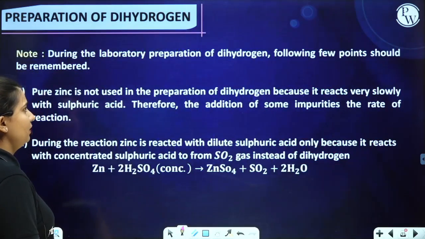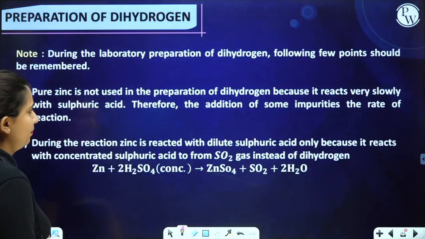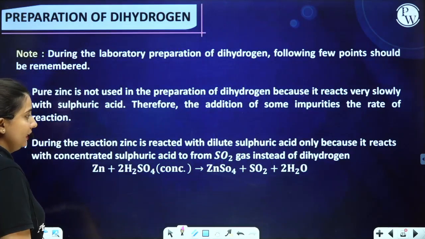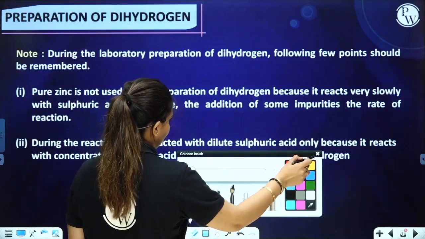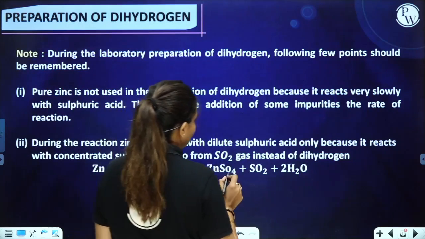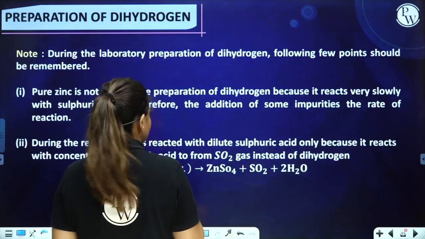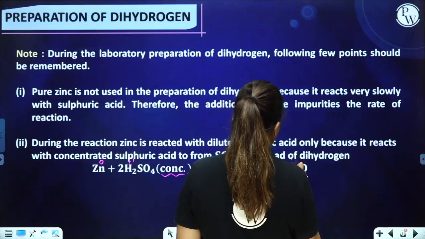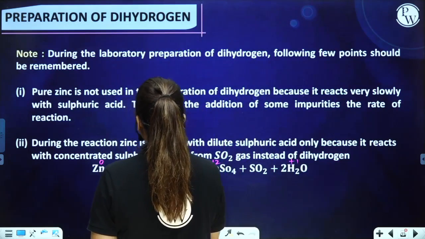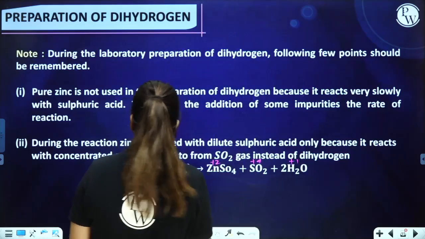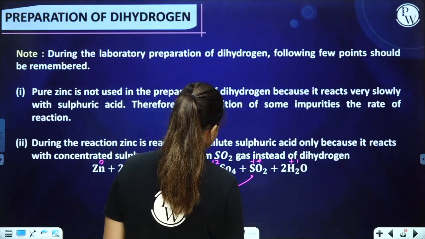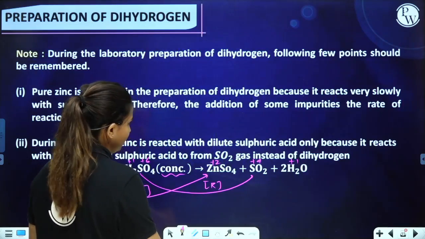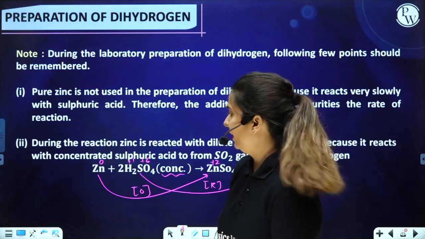during the laboratory preparation, a few points you have to consider. Pure zinc you cannot take because the rate of reaction will be affected. I have already told you. During the reaction of zinc, if you are not using the dilute acid and you are using the concentrated one, then hydrogen will not be reduced. Instead, sulfur will be reduced. There will be no change in the oxidation state of the hydrogen. So this is something very, very important to understand.